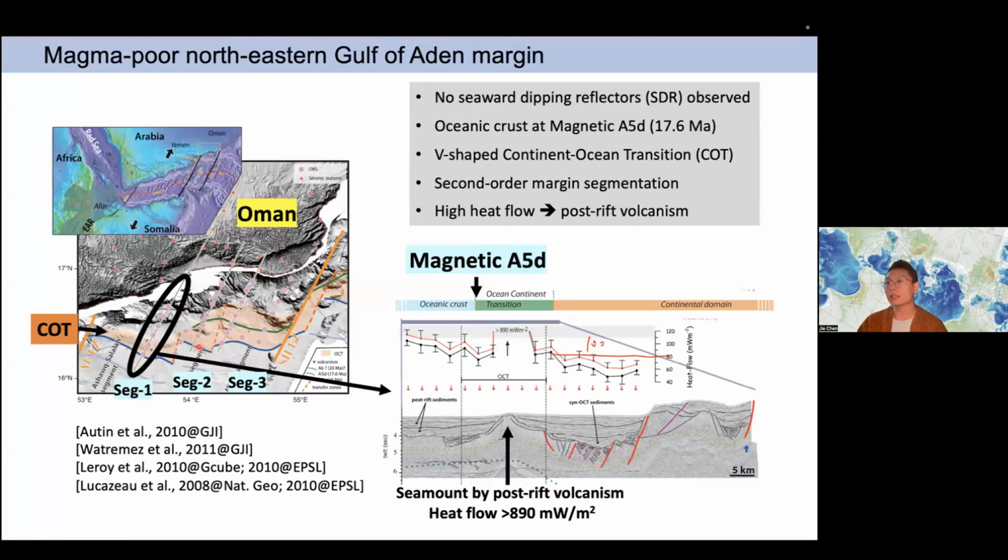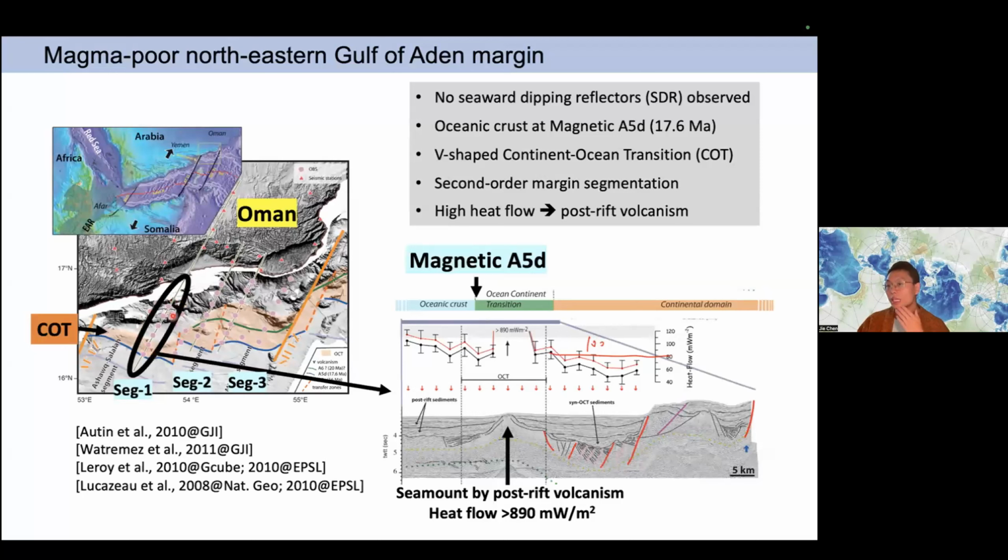This blue line is the onset of seafloor spreading from magnetic data, and the orange area can be identified as the continental ocean transition by seismic and magnetic data. We can see there is a V shape, narrow in the west and wider to the east. There's also a second-order segmentation, with segments 1 to 3 offset by 2 lateral transfer zones.